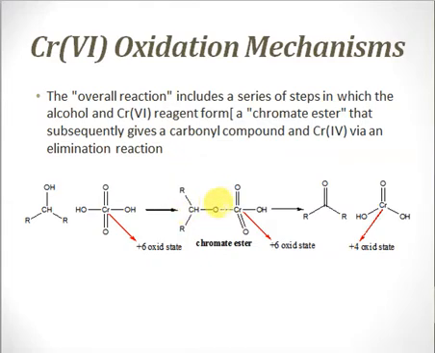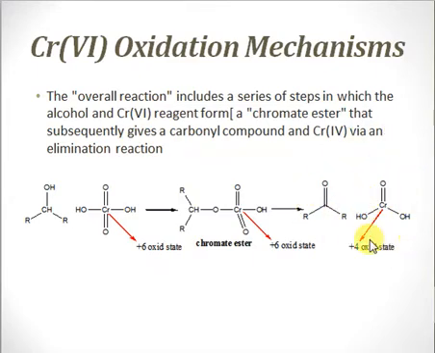So just imagine that this electron bond is shifting here, right? So we are getting a carbon-oxygen double bond, and we get chromic oxide CrO3, and we get a ketone here.